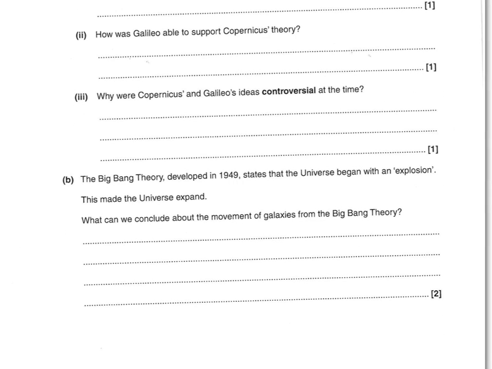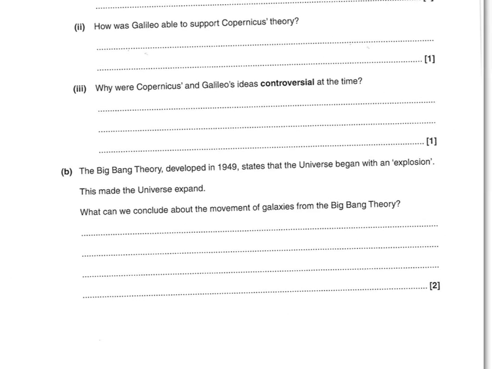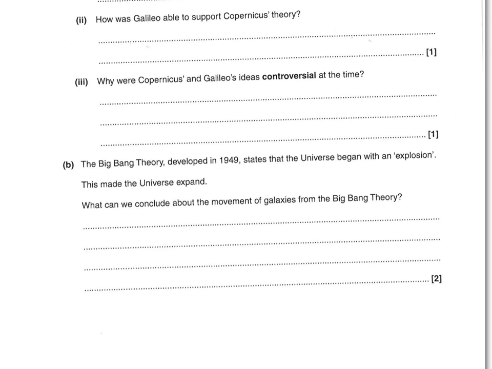And then the Big Bang Theory, developed in 1949, says the universe began with an explosion. This made the universe expand. What can we conclude about the movement of galaxies from the Big Bang Theory? So again, 2 marks here. So you can say galaxies move away from us, or they show redshift. And you can say that distant galaxies move faster for the 2nd mark. But if you just put something like distant galaxies move away quicker, that gets you both marks. So you kind of merged both those marking points into one.